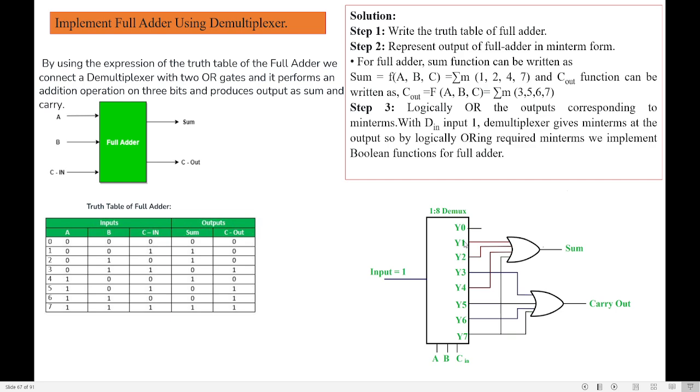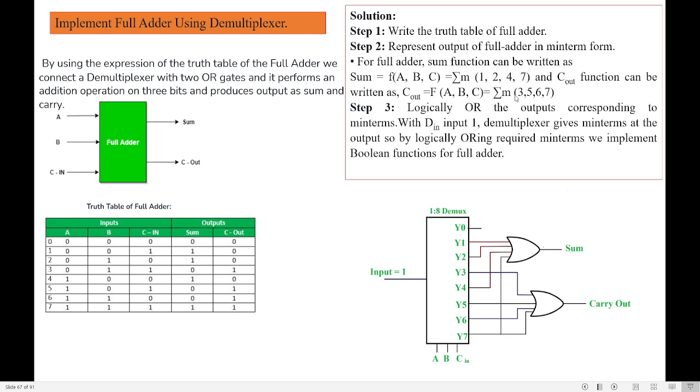So what is 1 by 8 demultiplexer? Single input, 8 outputs. So single input I and 8 outputs y0, y1, y2 till y7. What we are going to do is logically OR the outputs. So I need what? Sum and carry. What are the minterms for sum? 1, 2, 4, 7 are the minterms for sum. So take 1, take 2, take 4 and take 7 and OR it. You get output as sum.